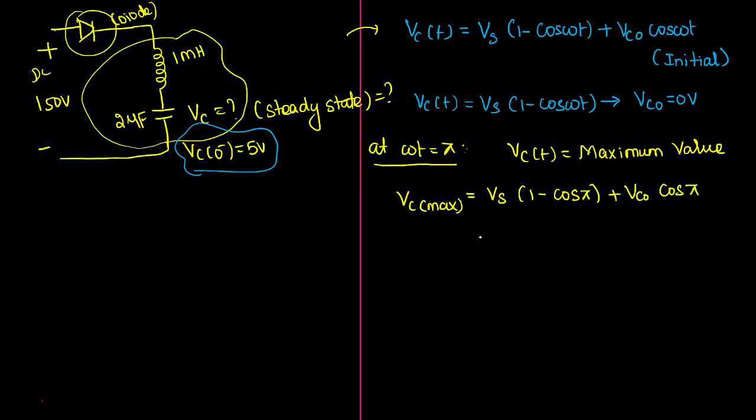Now just let me know what is the equivalent value of cos pi. Cos 180 equal to minus 1. So minus of minus 1 will become plus. So 1 plus 1, of course, it is equal to 2. Here cos pi equal to minus 1. Minus 1 into Vc naught will become minus Vc naught. Now if you observe carefully, it will be 2 times Vs minus Vc naught.